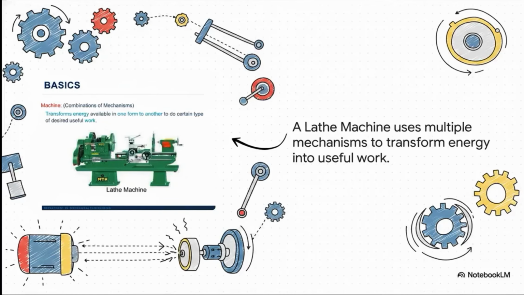Just look at this lathe, for example. This is a classic machine. It's got multiple mechanisms all working in concert. You've got one mechanism to spin the piece of metal, another one to move the cutting tool with incredible precision, and it's all powered by a motor. So it's taking electrical energy and turning it into the physical work of shaping steel. See? A bunch of mechanisms working together for one specific purpose.